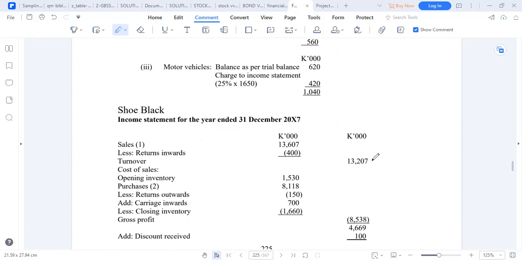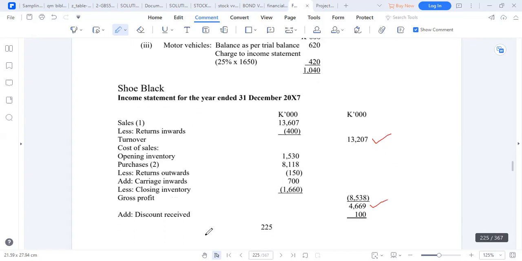sales returns. So this is our turnover. We go to opening stock, 1530. The purchases figure, we've already added the purchases returned and adjusted it. 8118. So we less returns outwards and add carriage inwards, less closing stock. We can do them together. Then what we get is a cost of sales. This cost of sales, we subtract it from our what? Our turnover. So we get our gross profit, which is 4996.